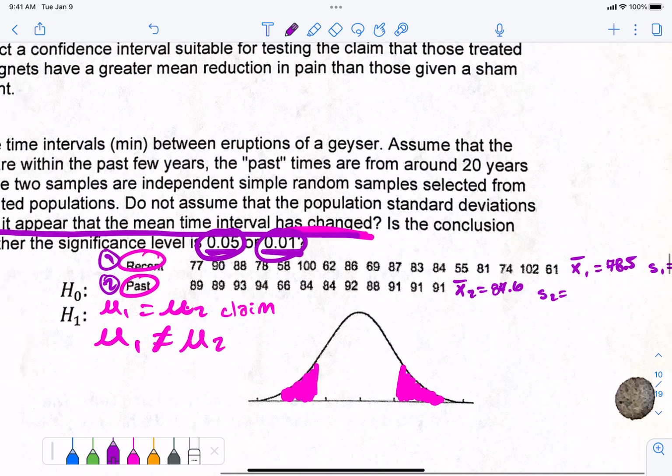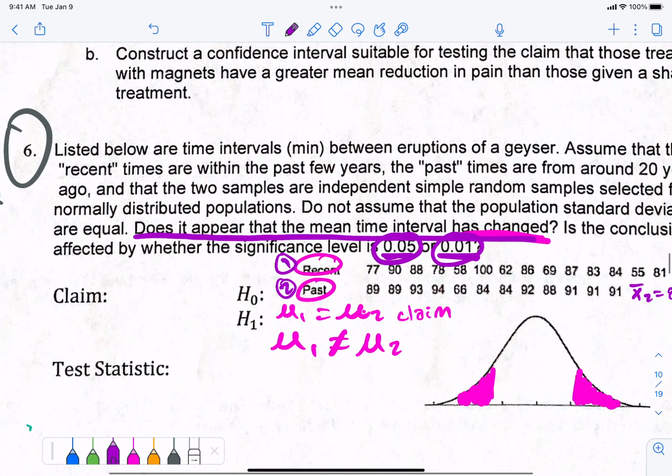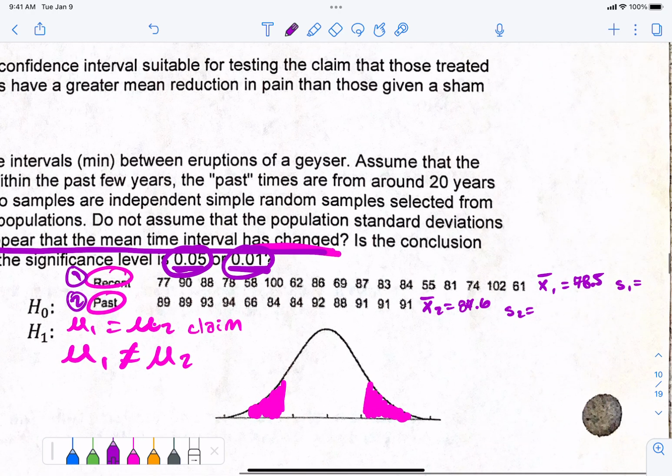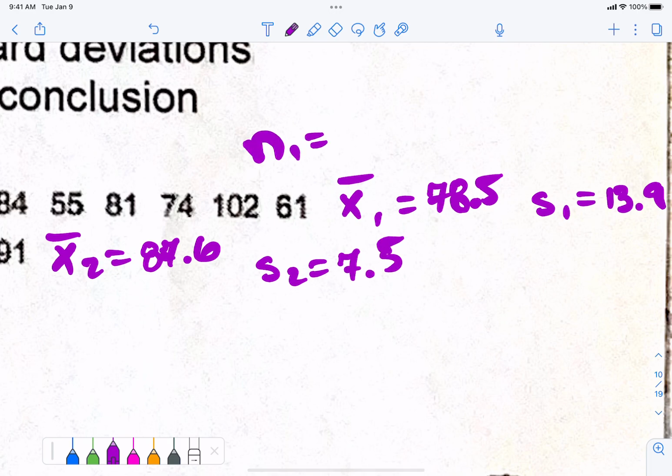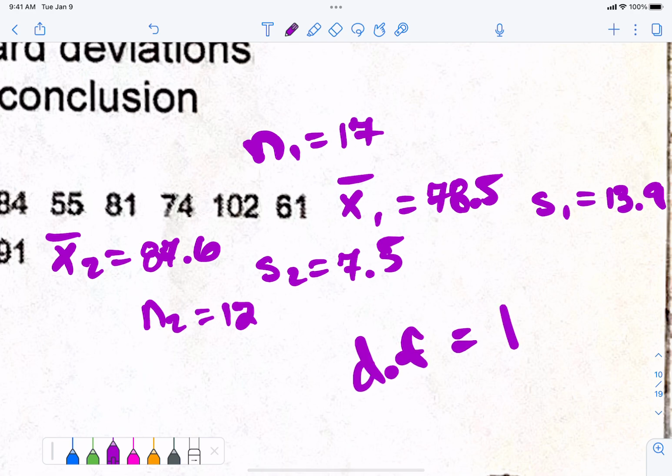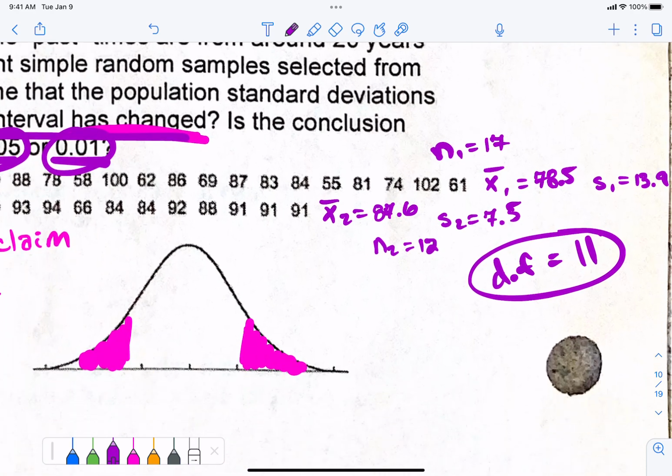Okay, and the S2, treatment is the top one? I don't know. Assume that the recent times within the past few years, oh, eruptions of a geyser. Okay. All right, standard deviation 1 is 13.9, 2 is 7.5. Okay, what's N1? 17 numbers, and N2 is 12 numbers. So degrees of freedom will be 11.